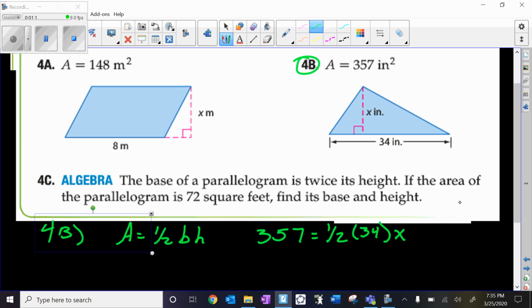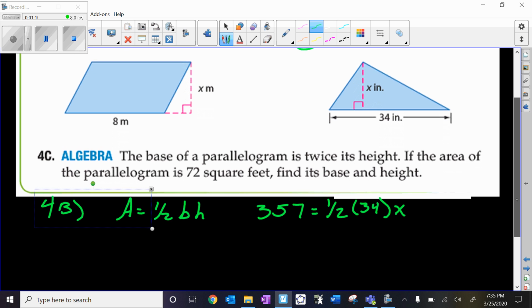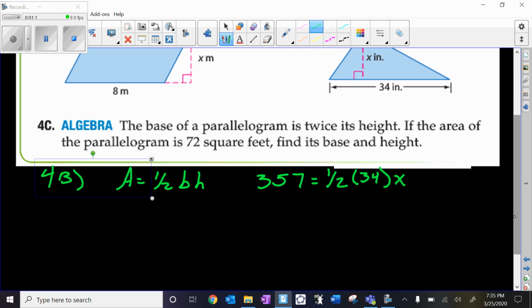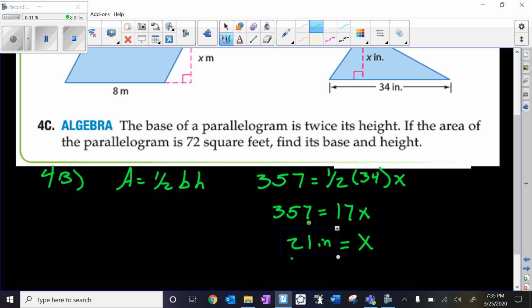You can solve this a couple different ways. I would recommend just taking a half of 34. So when you take half of 34, you're going to get 17. 357 now equals 17x. Divide by 17, and you're going to get a value of 21 inches. And that would be the height of your triangle.